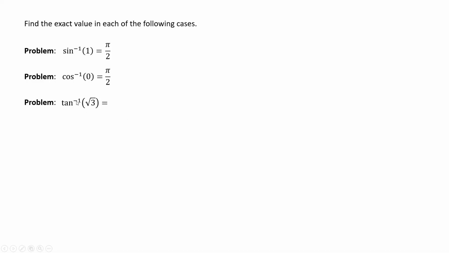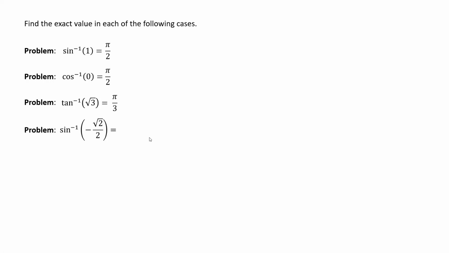To me, when I think about this, it's like, somewhere sine is square root of 3 over 2 and cosine is 1/2. Where is sine equal to square root of 3 over 2? At 60 degrees or pi third radians. So pi third radians is the answer. Fairly quickly we can find that, okay?